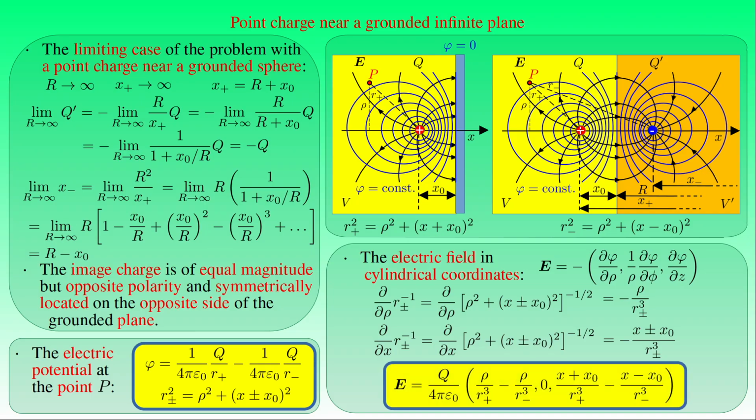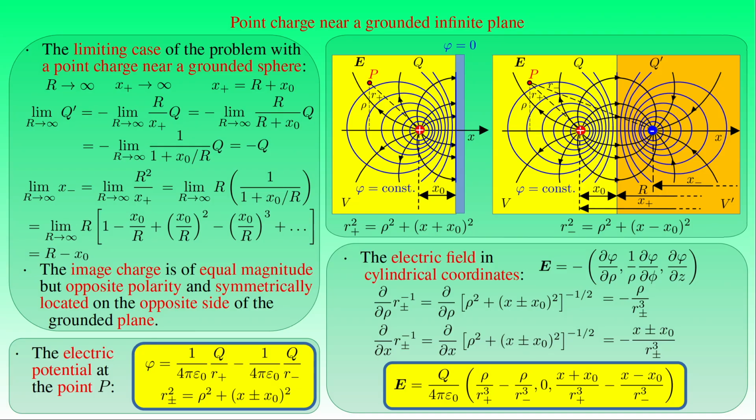By substituting these equations into the negative gradient of the potential, the electric field strength E at the point P due to a point charge Q at the distance x naught from a grounded plane can be written as Q over 4 pi times epsilon naught, times a vector with the following components in the cylindrical coordinate system with the axis passing through the point charge and perpendicular to the plane. The radial component of the vector is equal to the difference between the distance ρ of the point P from the symmetry axis over the cube of the distance r sub plus between the point P and the point charge Q, and ρ over the cube of the distance r sub minus of the point P from the image charge Q'.